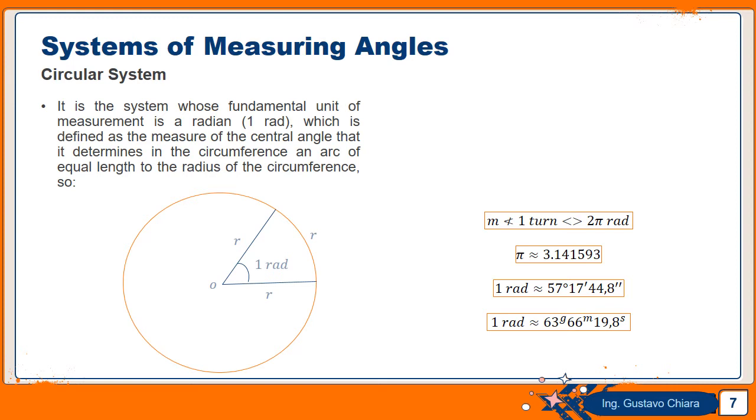So it means that 1 radian is equivalent to 57 degrees 17 minutes 44.8 seconds in the sexagesimal system, sorry. And in the other system, the centesimal system, 1 radian is equivalent to 63 degrees 60 minutes 19.8 seconds.